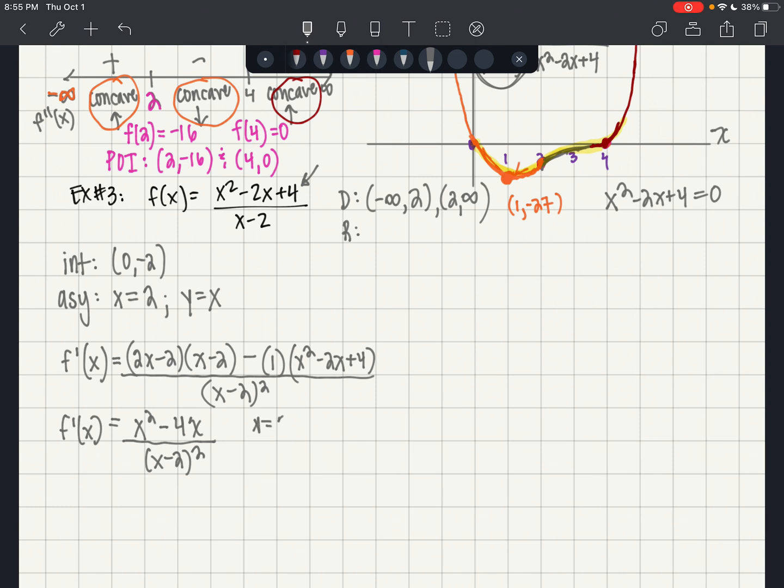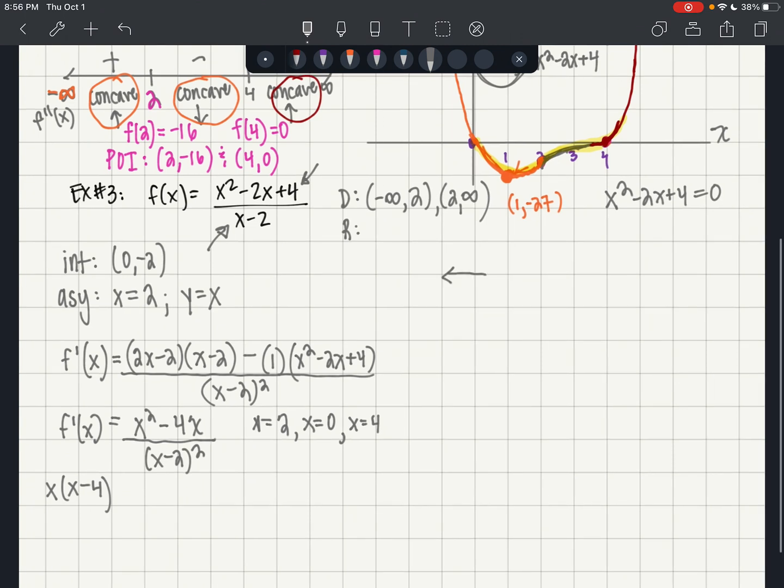So x equals 2 is a critical number because that's a restriction from the denominator in both the original function and in the derivative. And then x equals 0 is another critical number because you're going to factor out that numerator, right? And you're going to get 0 and 4. So all of these are critical numbers: 2, 0, 4. So let's get a number line going.